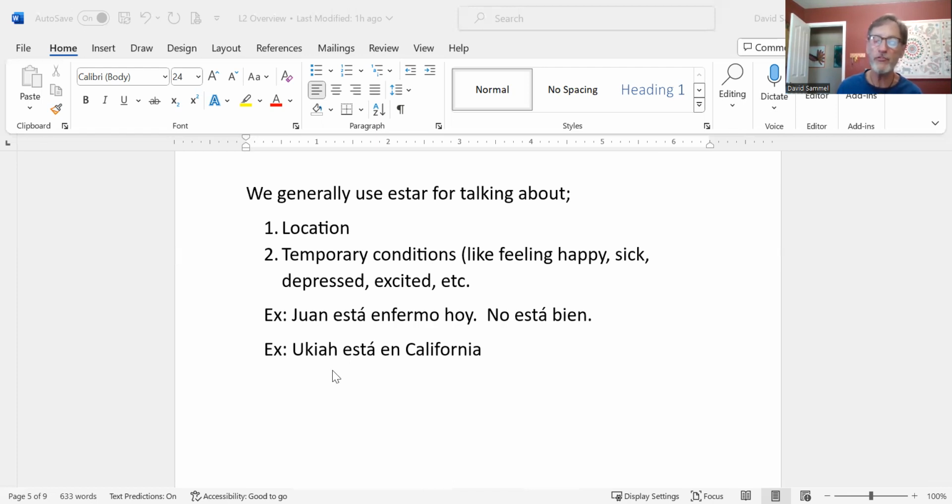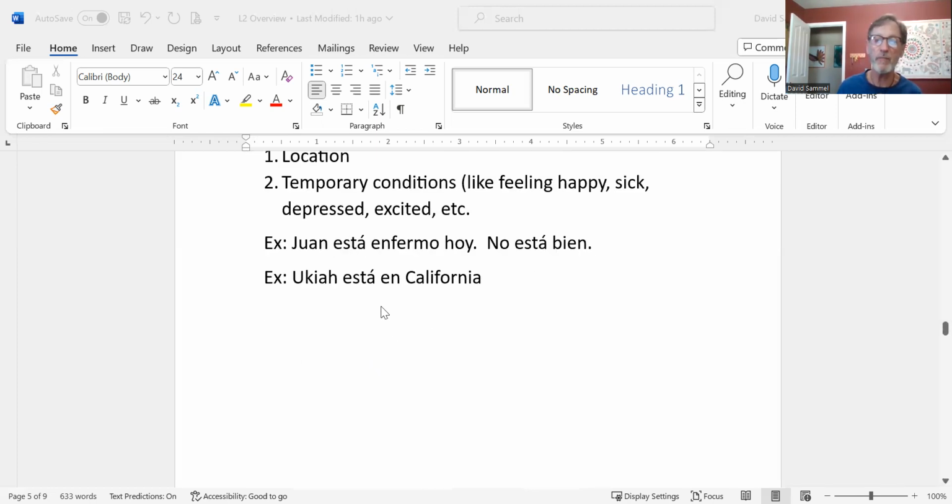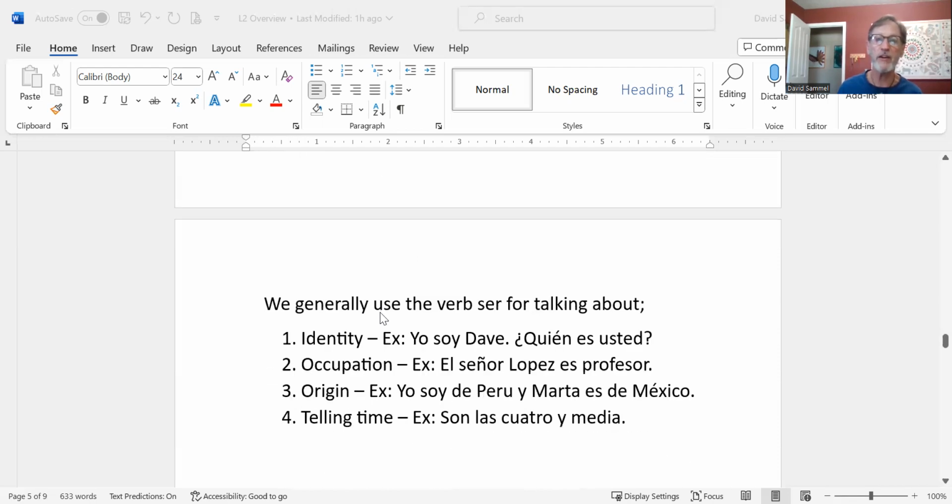Now, you can't use the verb ser for these things. If you're going to talk about where something is, you have to use the verb estar. That's just a rule. And we want to talk a little bit about the difference between ser and estar. So we generally use the verb ser for talking about identity. Example, yo soy Dave. ¿Quién es usted? I am Dave. That's my identity. Who are you? There's other ways of doing that, but that's one way.